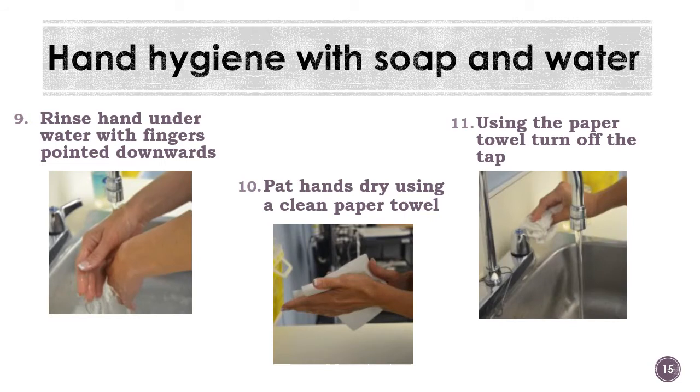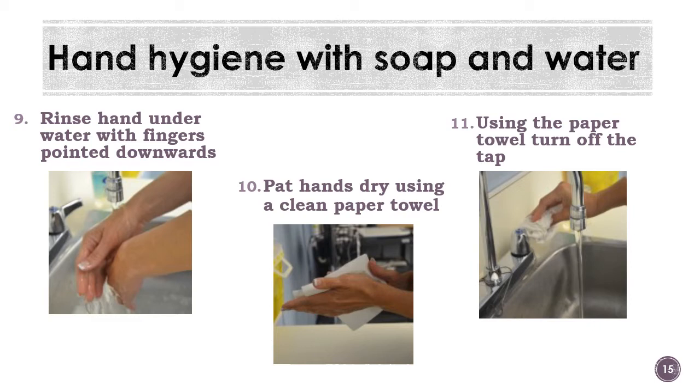And then step 9 is to rinse the hands under water, and here you have to point the fingers downwards. This is to allow the water to flow from the top of the hands down, and it increases the effectiveness of the water in cleaning the entire hand from soap, and it makes sure that no bacteria remains on the hands, as that will flow downwards and off of the hands.